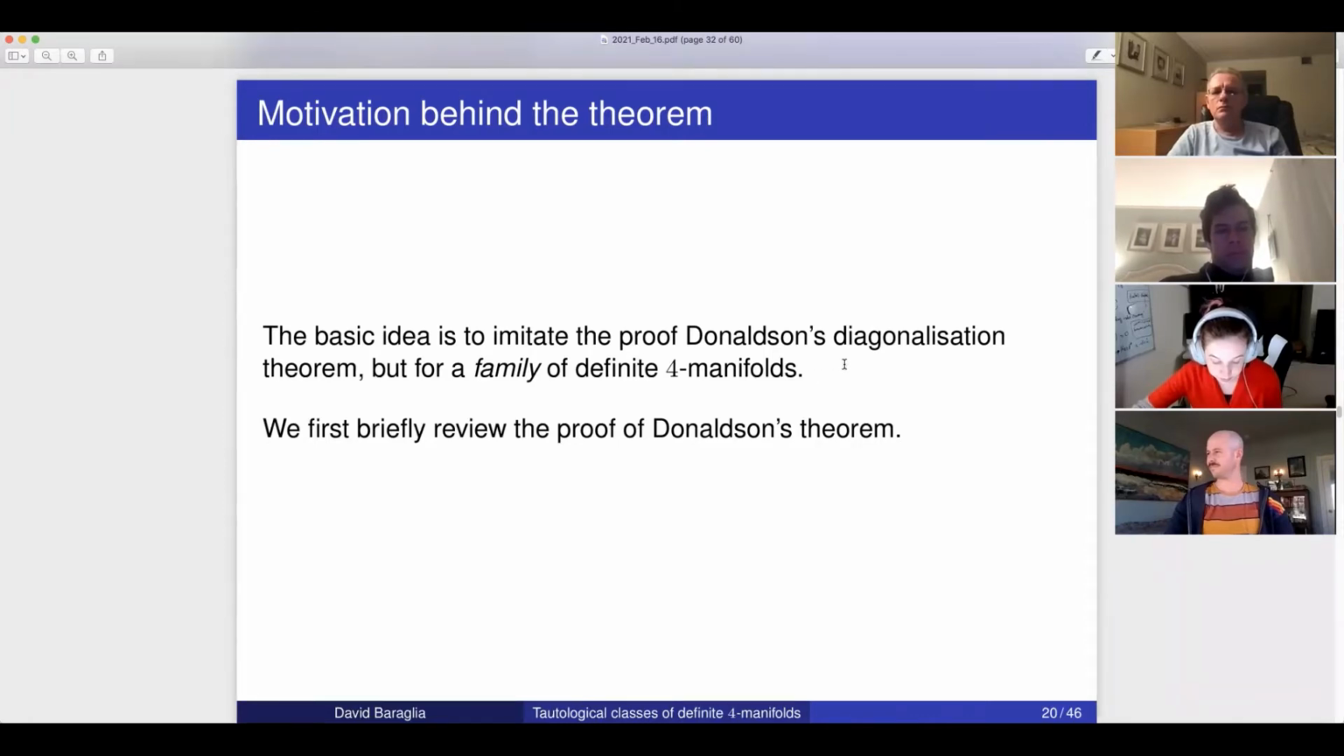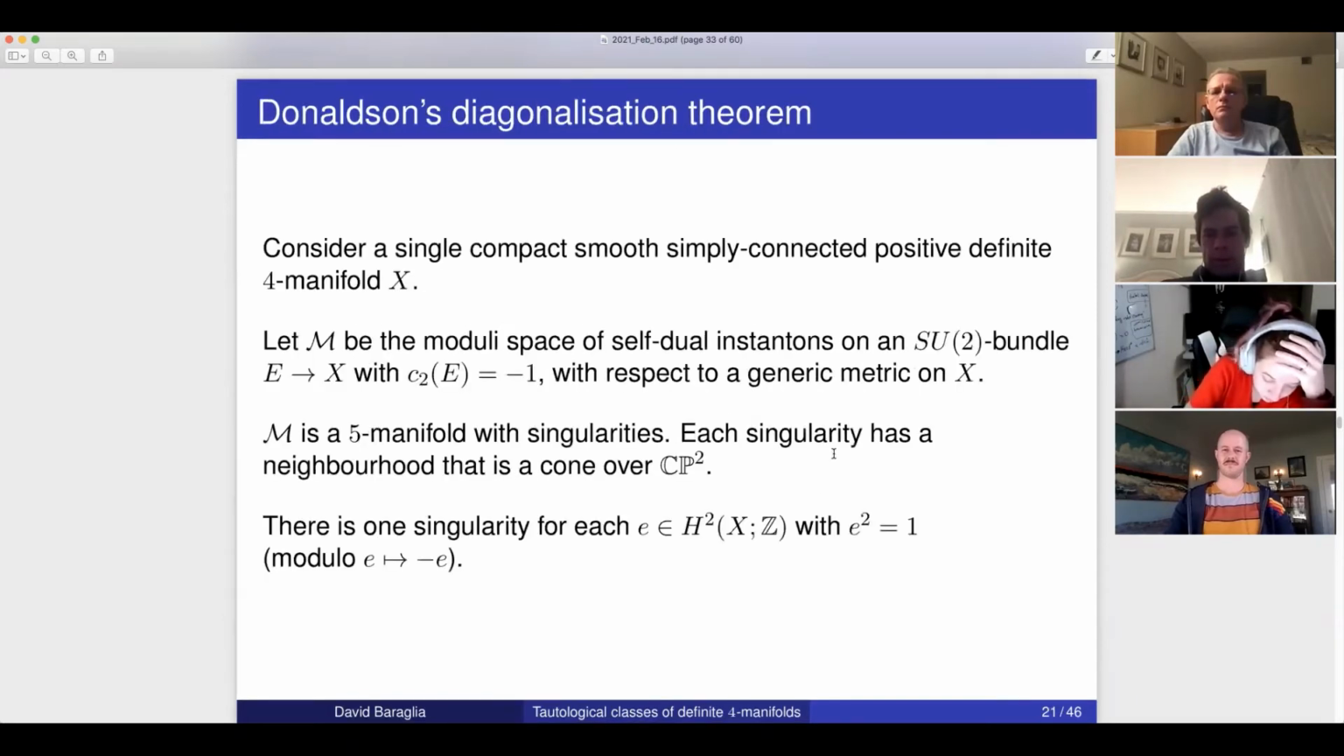And in fact, there's more than one analog. If you think about the Seiberg-Witten proof, you can generalize that, and that gives you a theorem. But you can also think about the instanton proof, and that gives you this result. So let me just quickly remind you how the proof of Donaldson's theorem works.